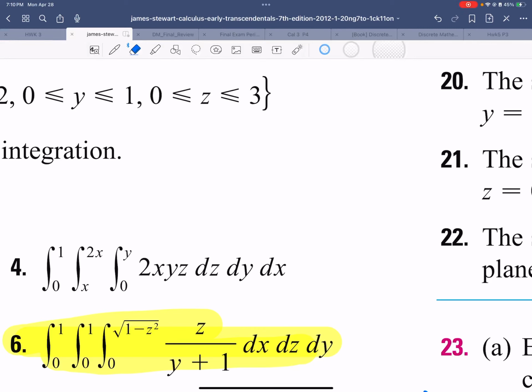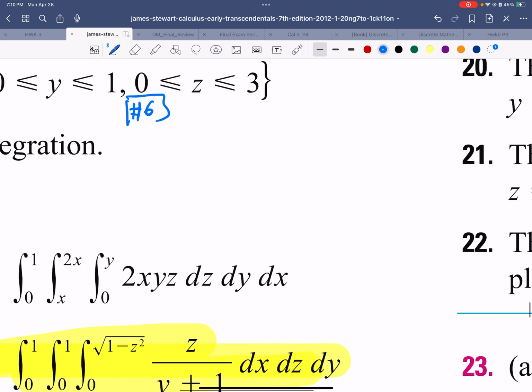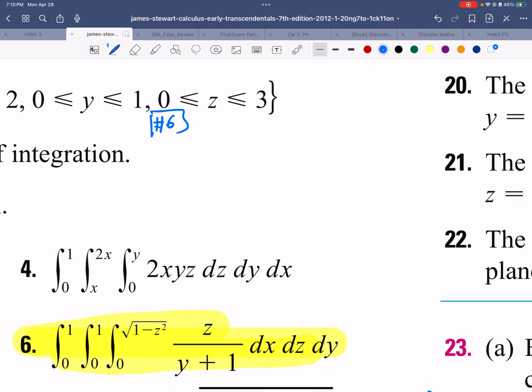Okay, guys, let's try question number 6. So question number 6, you have this one. It is a triple integral: 0 to 1, 0 to 1, and 0 to square root of 1 minus z squared, of z over y plus 1, with dx, dz, and dy.